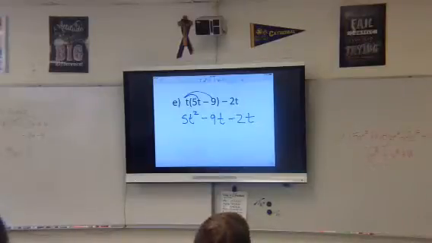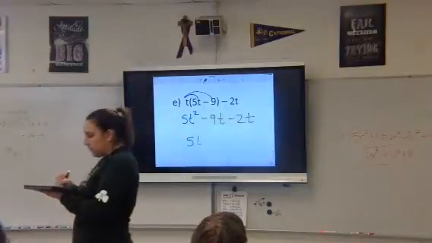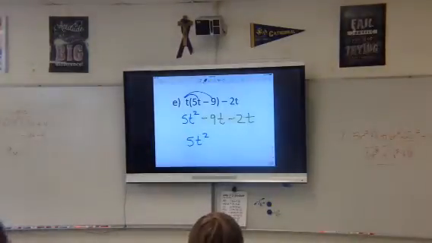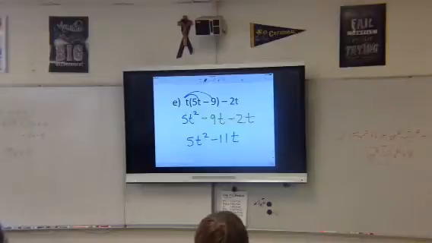The 9 and the 2. Remember, they gotta have like terms, right? So they only go with their people that look the same, okay? So I'm gonna have 5T squared, and then negative 9T and negative 2T would be what? Negative 11T. Again, you only change the exponent when you multiply. Only change the exponent when you multiply and then combine like terms. Wait, so then would it be a negative 11t to the second power? No. You don't change the exponent because we're not multiplying. Okay, only when we multiply.